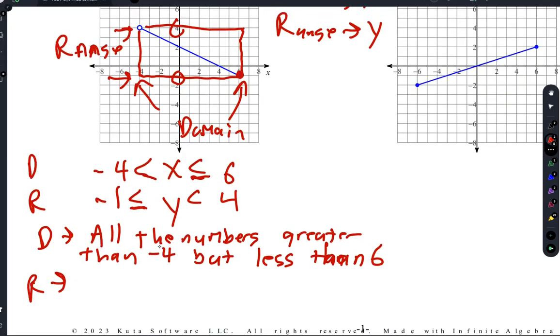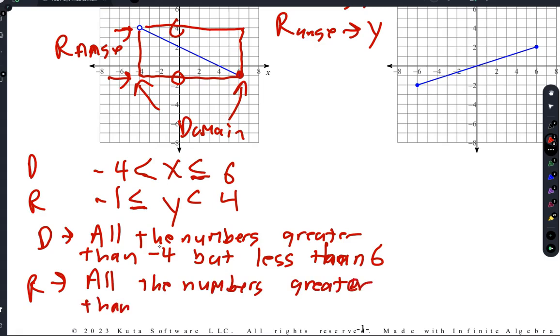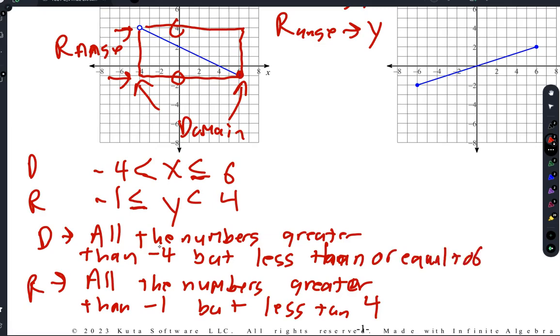It's got to be all the numbers greater than -1, but less than 4. Okay, now then technically, on this one right here, greater than -4, but less than, it should be less than or equal to 6, sorry about that. And on this one, it's going to be greater than or equal to -1, because you have the equal bar on these, okay?